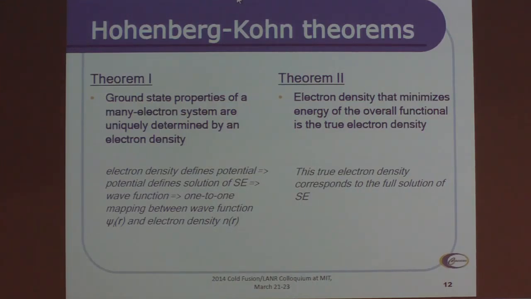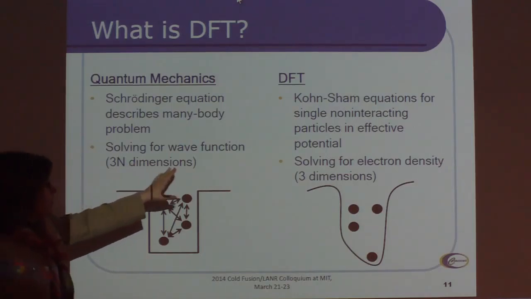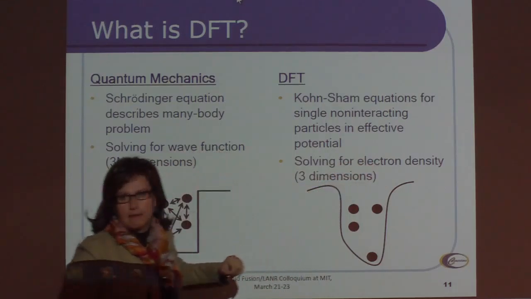So there's exactly two theorems which explain why this approach is valid. The first theorem says the ground state properties of a many electron system are uniquely determined by an electron density. And I'm sorry, I didn't mention this when I was on the previous slide. Now we solve not for the wave functions, but we solve for the electron density.